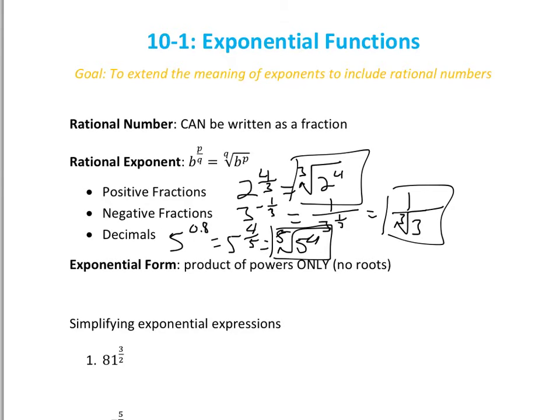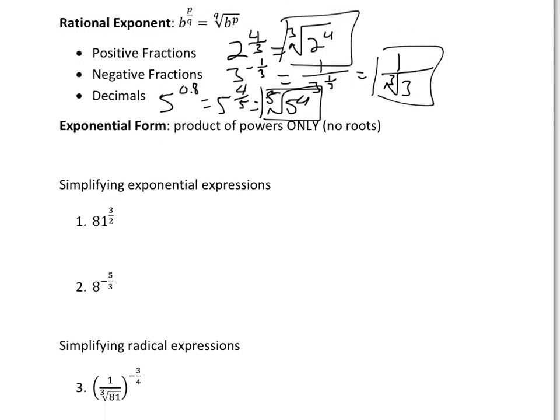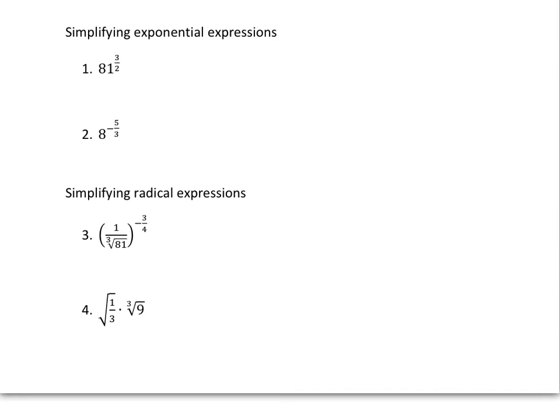All right, this one term that you're going to see written a lot in this and in your book is exponential form. Okay, so that means you have a product of powers only. So if I ask for something in exponential form, I want all powers, all exponents, no roots. So I want you to convert from the roots back to the powers. Okay, so basically the opposite of what I just did. Now, we're going to simplify some exponential expressions. It's very similar to what I just did, but we're actually going to simplify now.